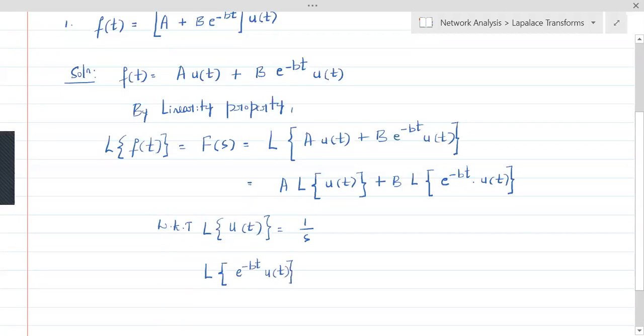And the Laplace transform of e power minus bt u of t. What is the Laplace transform of this? Anybody? Let me tell you. What is the Laplace transform of e power minus at? The Laplace transform of this is 1 by s plus a. Since u of t is there, and along with u of t you have e power minus bt, the Laplace transform of the combination of these two signals would be 1 by s plus b.